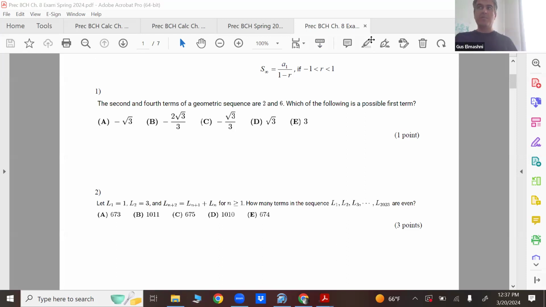I haven't graded them yet, so I'll grade them hopefully tomorrow and get back to you guys Friday. So for number 1, you should get B hopefully. That was pretty straightforward. 1 point. Because the ratio is going to be √3, because r squared is 3, so r is √3. You go backwards. But it could be negative √3 as well. So that's a possibility.